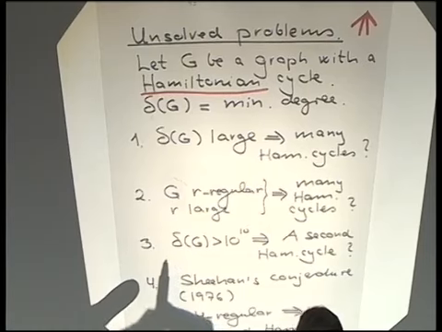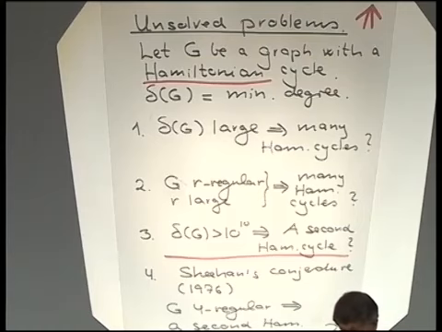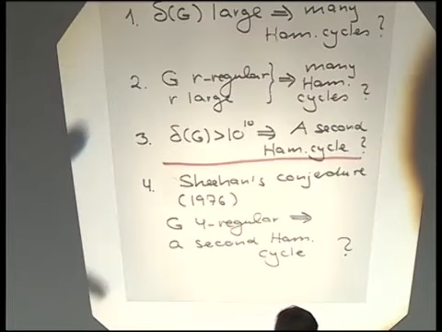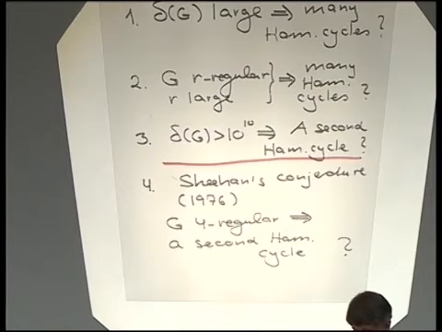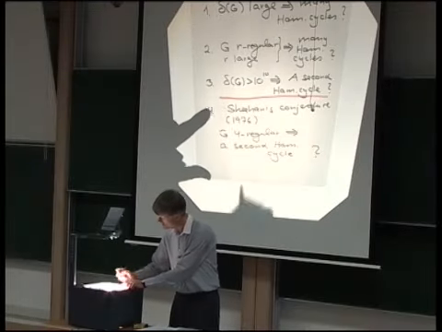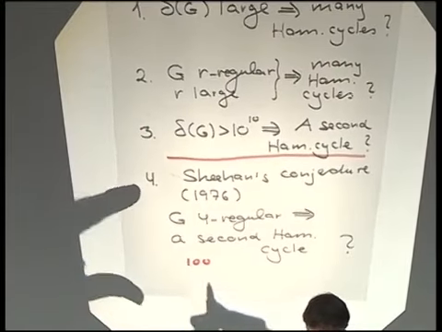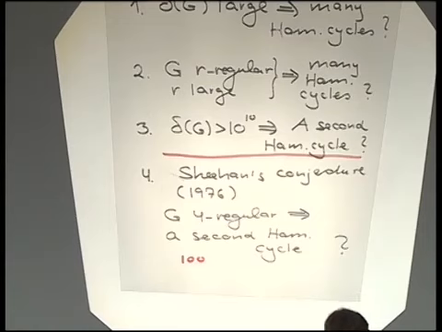And here is a more specific question. If the minimum degree is at least 10 to the 10, can we find a second Hamiltonian cycle? We don't know. And then this beautiful conjecture of Sheehan, if the graph is 4 regular and there is a Hamiltonian cycle, can we find another Hamiltonian cycle? This has been open for over 30 years. And I proved that if the graph is 100 regular or more than 100 regular, then the answer is true. And that has recently been pushed down to, I think, 28.